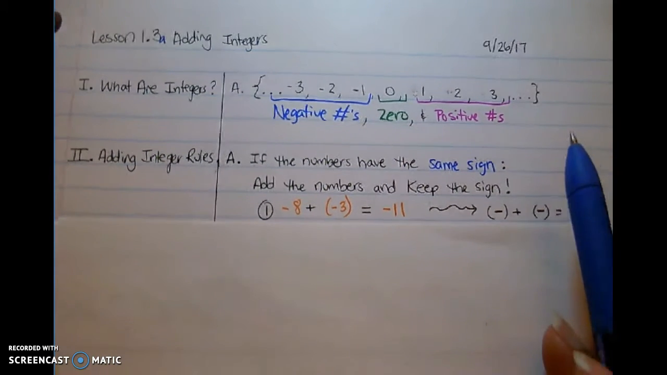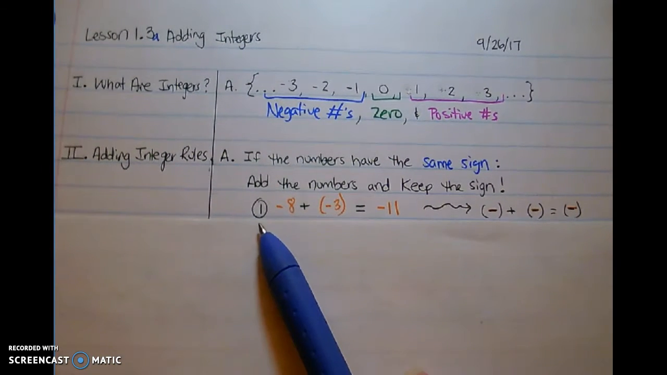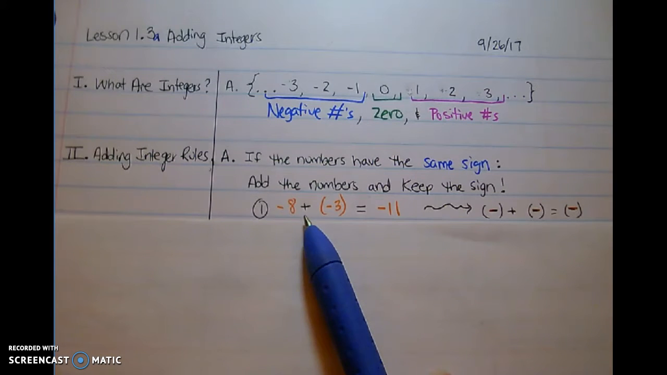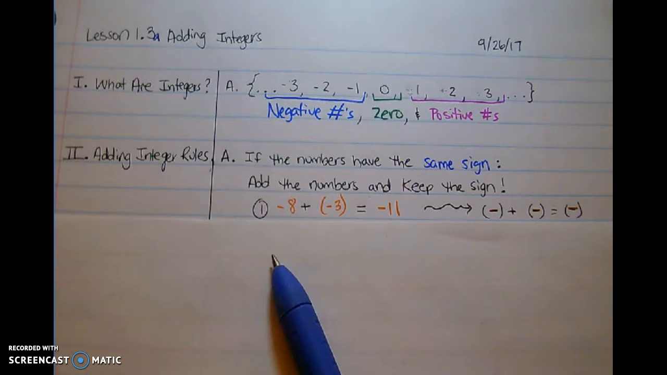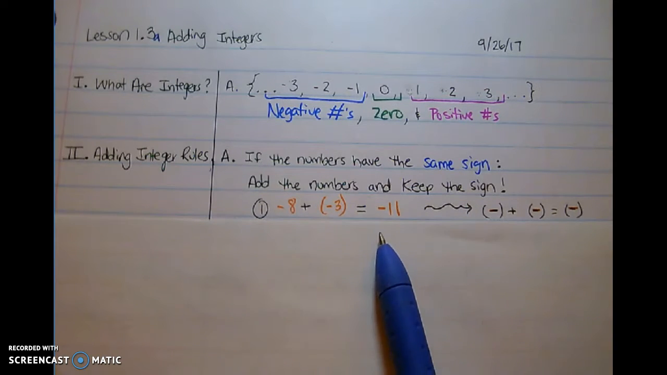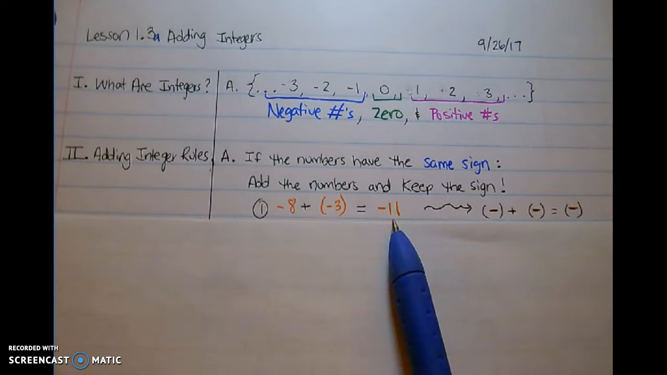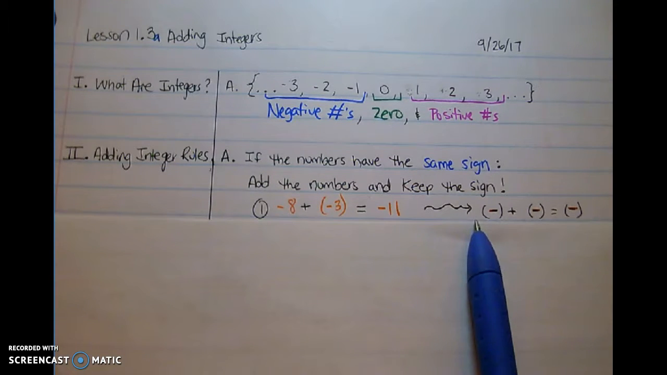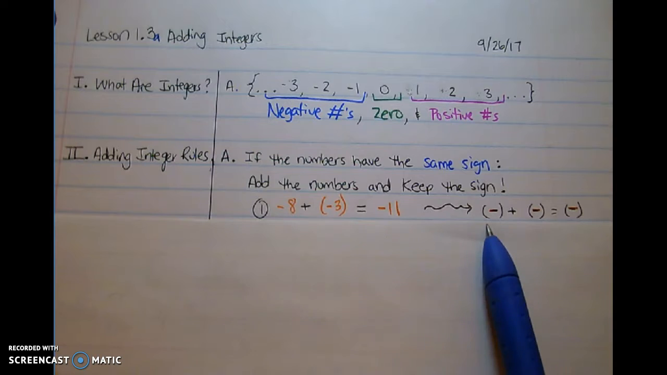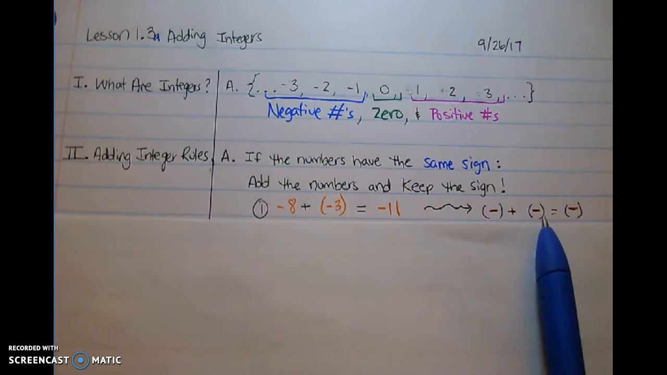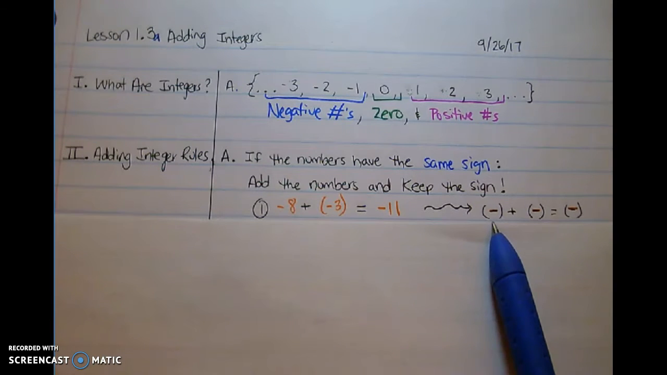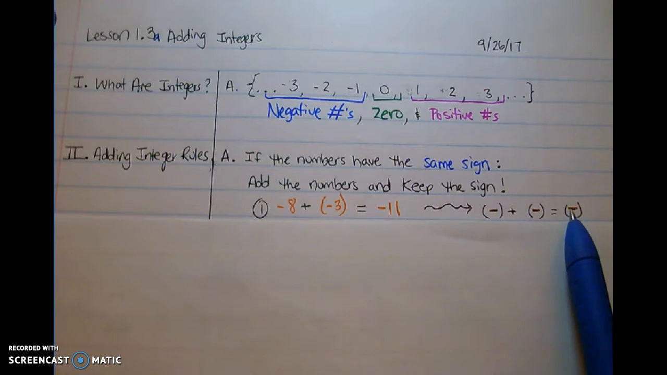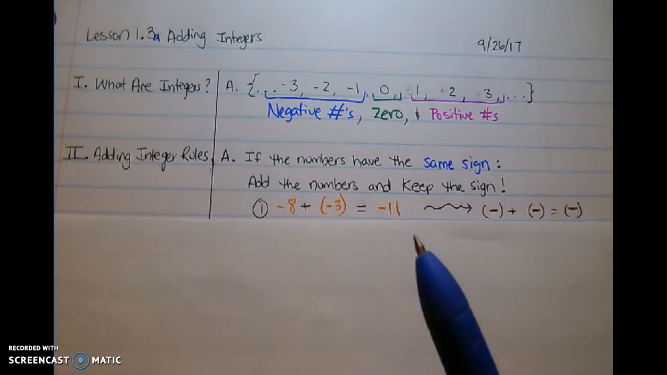For example, if we have -8 plus -3, we'll add 8 and 3 together and we'll keep the sign that the two have, which is negative, which means our answer will be -11. Draw your squiggly line out to the side. This example shows us that if we have a positive plus a positive, it equals a positive, and if we have a negative plus a negative, it equals a negative.